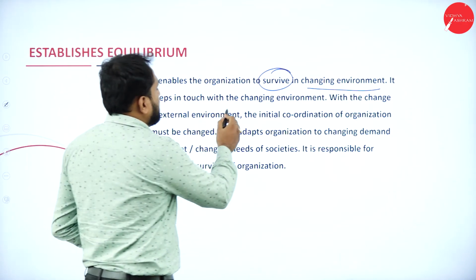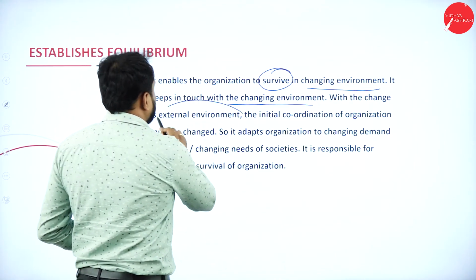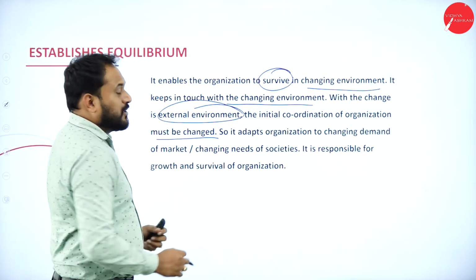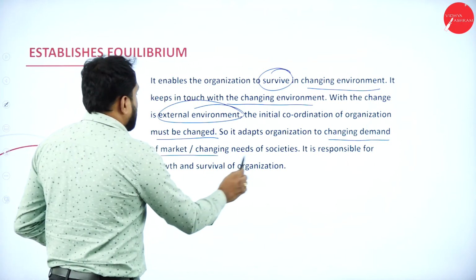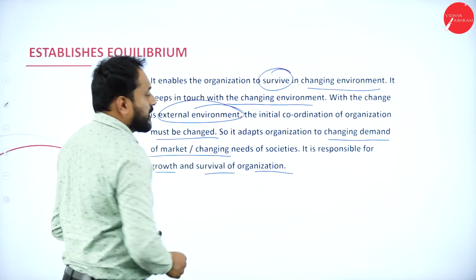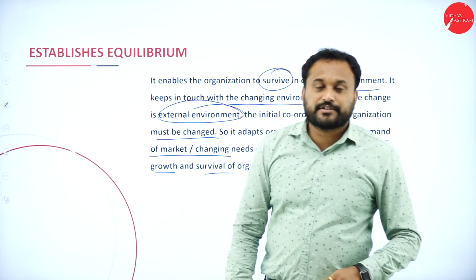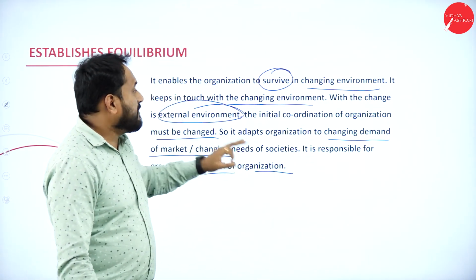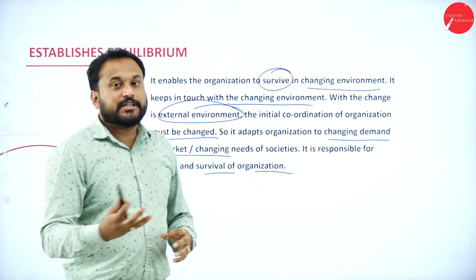It keeps in touch with the changing environment. With the change in the external environment, the initial coordination of the organization must be changed. So it adapts the organization to the changing demand of the market and the changing needs of society. It is responsible for the growth and survival of the organization. That means, what is the business objective? The business objective is to survive, grow, and expand. So here, if you have a strong management, you can achieve the business objective also.